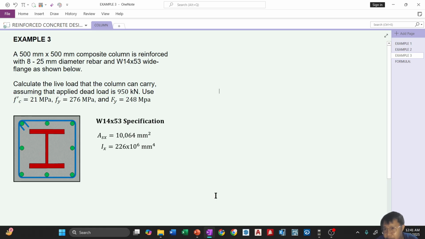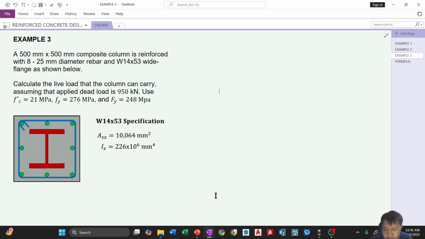Okay, last item. Example number 3. A 500 by 500 mm composite column is reinforced with 8 25 mm diameter rebar and W14 by 53 wide flange as shown. Calculate the live load that the column can carry assuming that the applied dead load is 950 kN. Use f'c 21 megapascal, Fy 276, and structural steel Fy is equal to 248 megapascal.